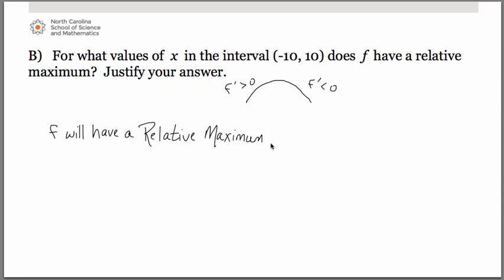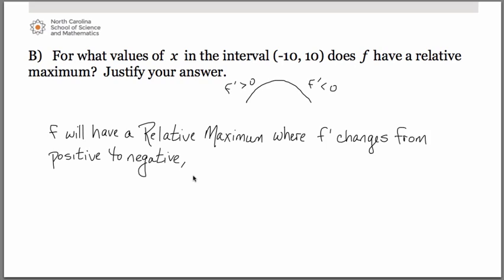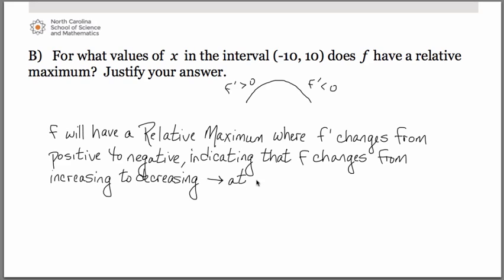Remember, we talked about the need to create a link between what we're seeing on the derivative graph and what that tells us about the original function. f is going to have a relative maximum where f prime changes from positive to negative. Remember, we want to create the link. If f prime is changing from positive to negative, that means the original function f is changing from increasing to decreasing, and that's what creates the relative maximum. And as we said, that occurs at x equals -1 and at 8.